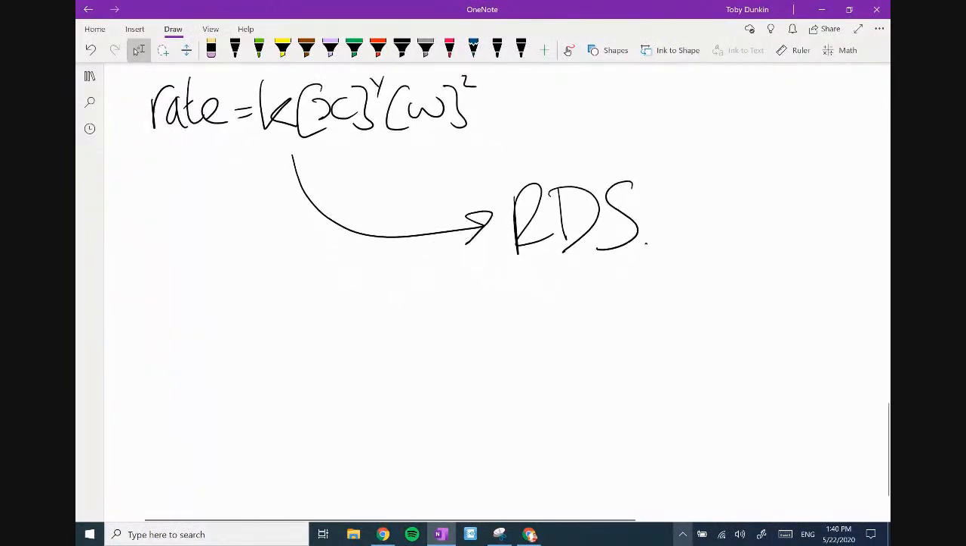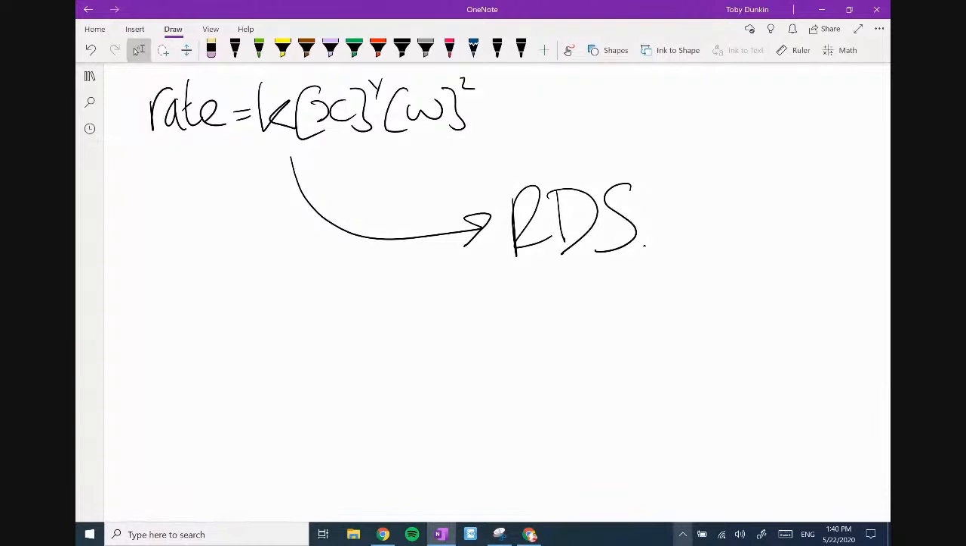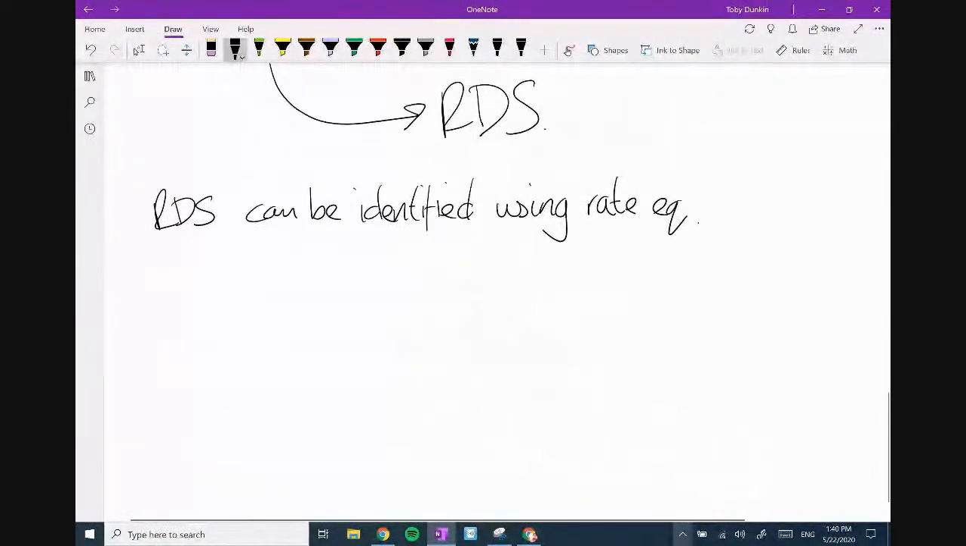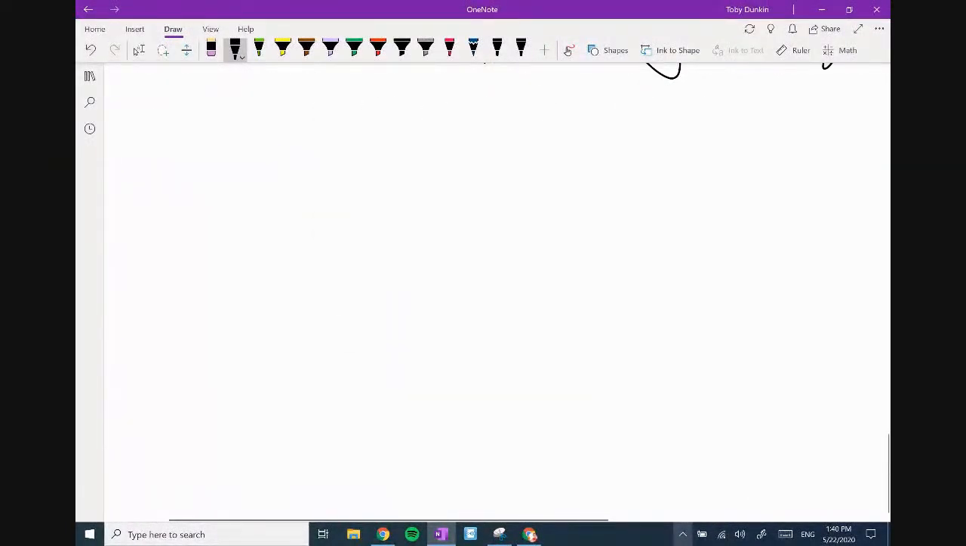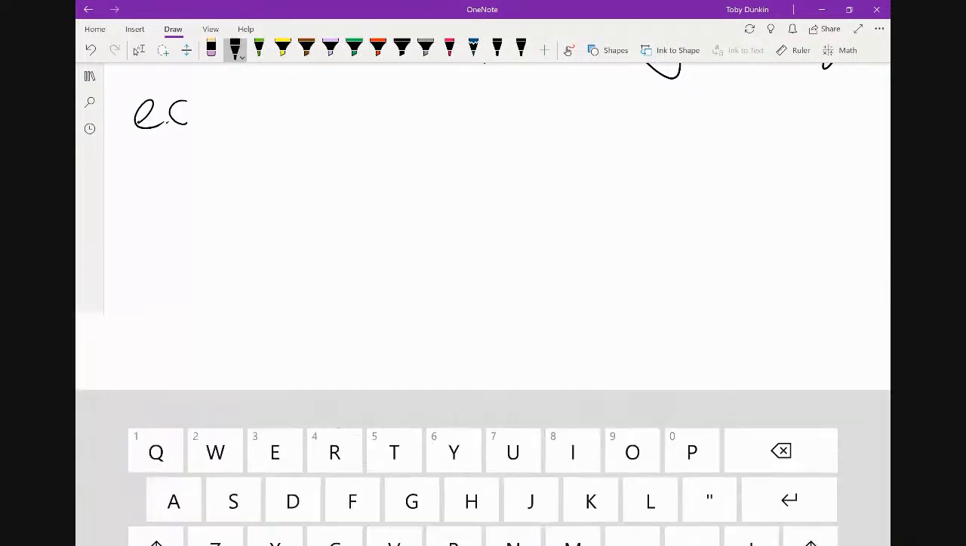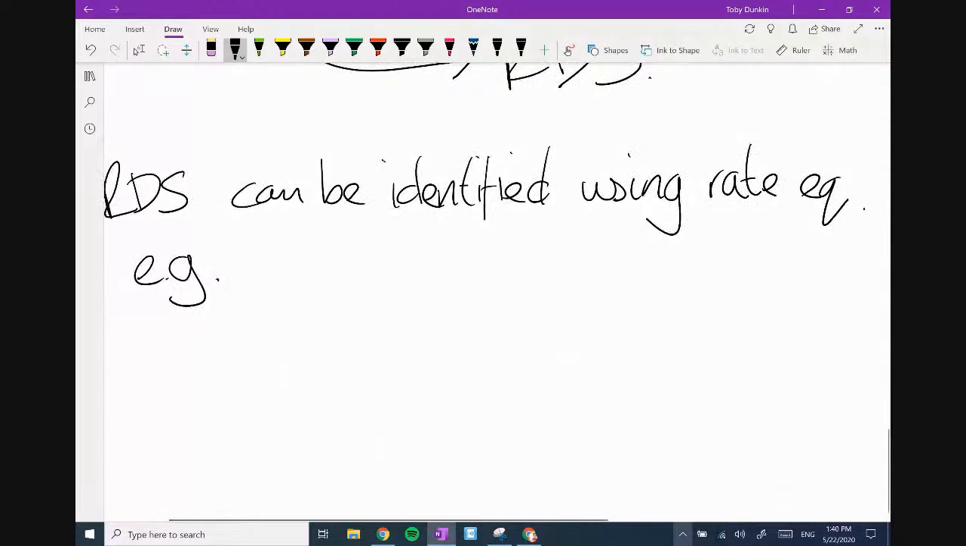And what we realize is that the rate equation can be used. This is the note: RDS can be identified using the rate equation. Let me show you what I mean. Example.